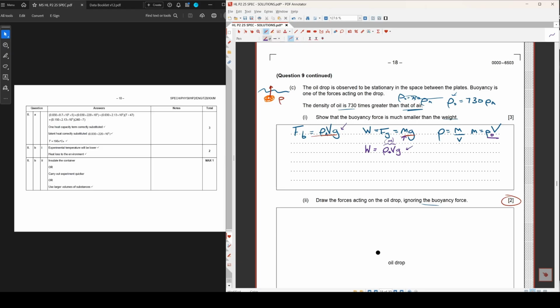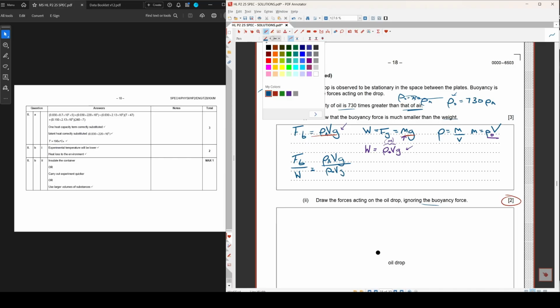Okay, now I want to show that one is much bigger than the other. Oh boy. Let's do a ratio. I like a ratio. What if I did FB over the weight? What's this ratio equal to? I bet you it's really, really small. The buoyancy we said is the density of the air times volume times G. Down here we got density of the oil times volume times G. That distinction is really important, right? These aren't just letters. This isn't just math. You have to know what all this stuff means. Easier said than done, I know.